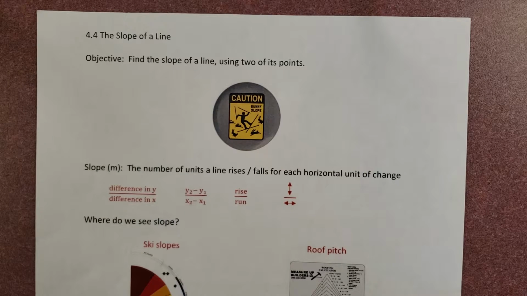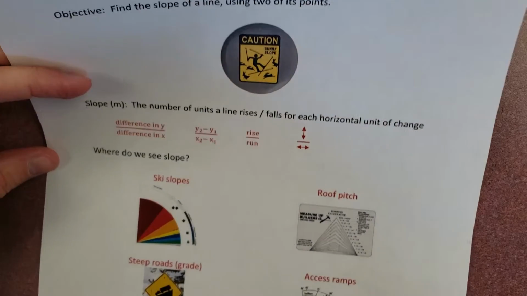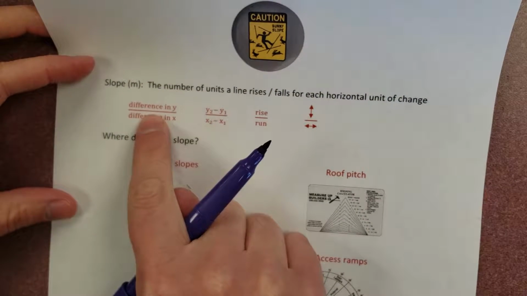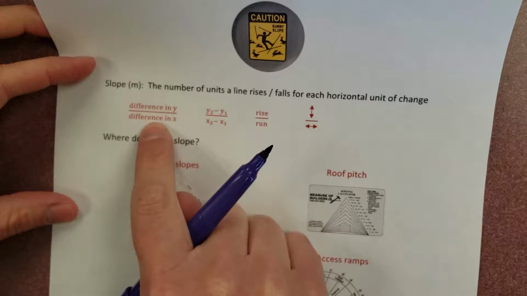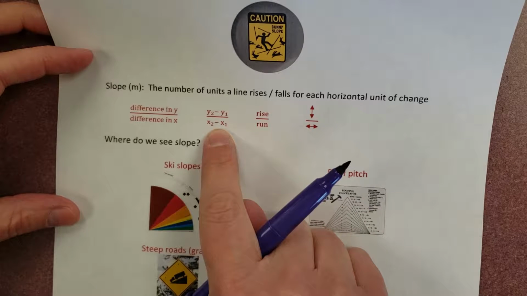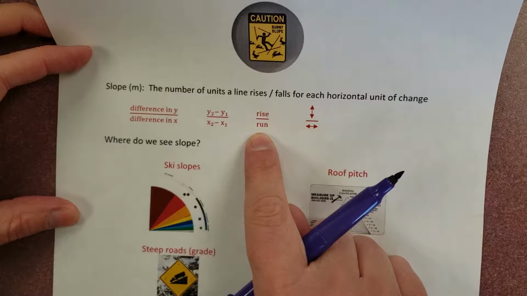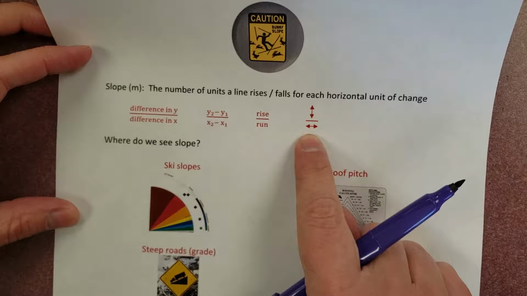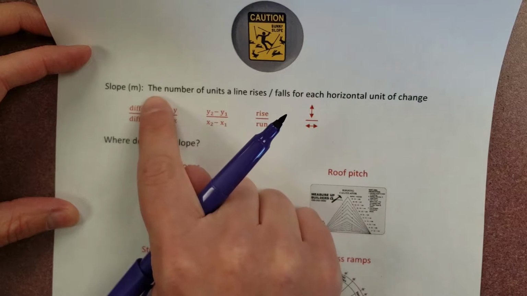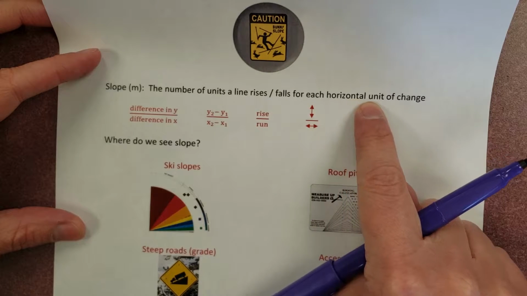Slope is a really exciting concept, and it is referred to in a variety of different ways because it's used in a variety of different contexts. You will see it represented sometimes as the difference in y, that's the up and down movement on a graph, over the difference in x. Sometimes you'll see it as this equation, y2 minus y1 over x2 minus x1. Some math teachers will use the slang rise over run, and sometimes I'll say it's the up and down over the left and right. But the textbook definition for the slope is the number of units a line rises or falls for each horizontal unit of change.